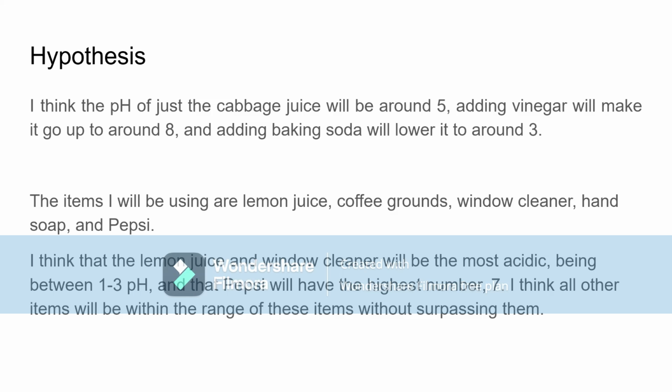So my hypothesis for the first part of it, I think that the pH of just the cabbage juice will be around 5, and that adding the vinegar will make it go up to be around 8, and adding baking soda will lower it to go down to around 3.